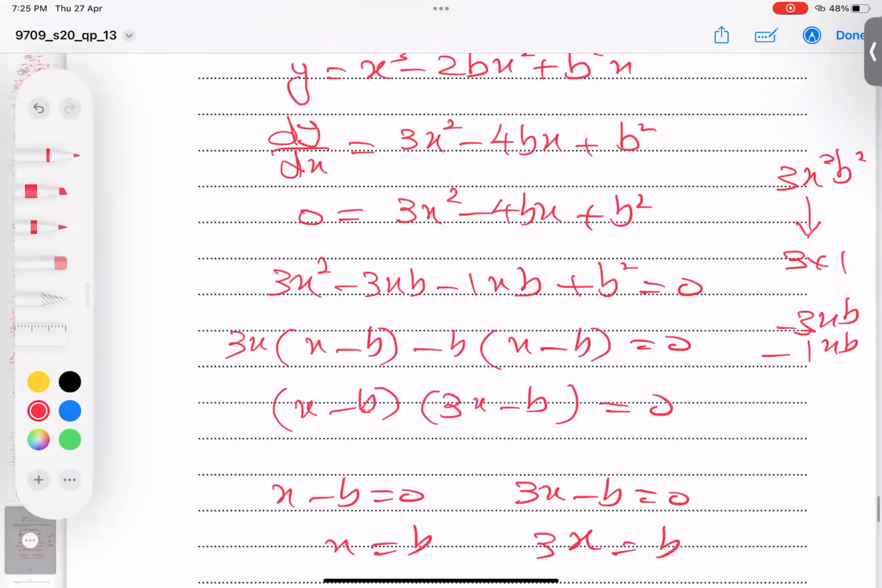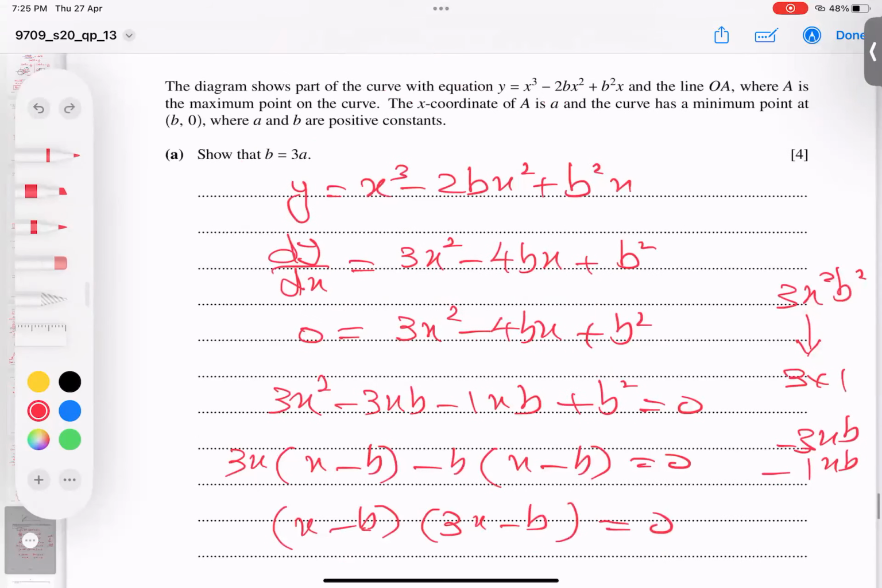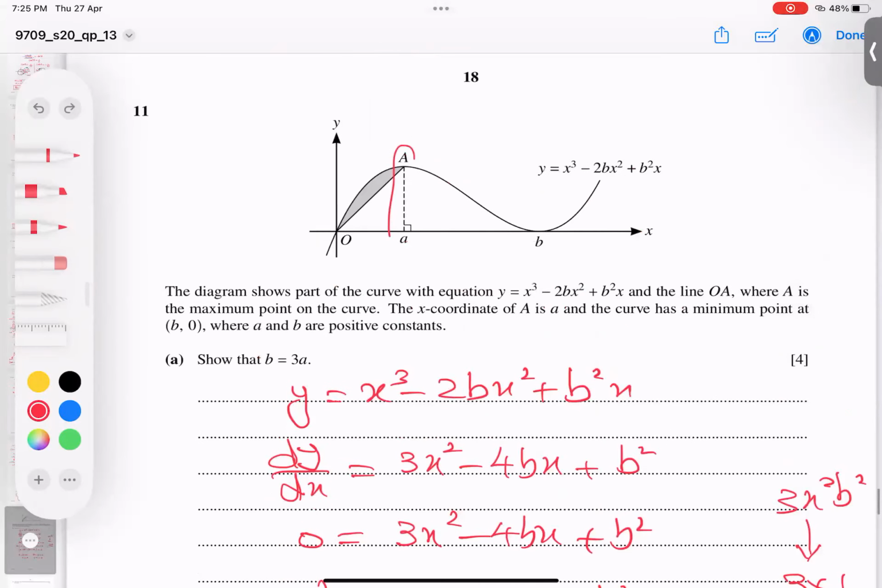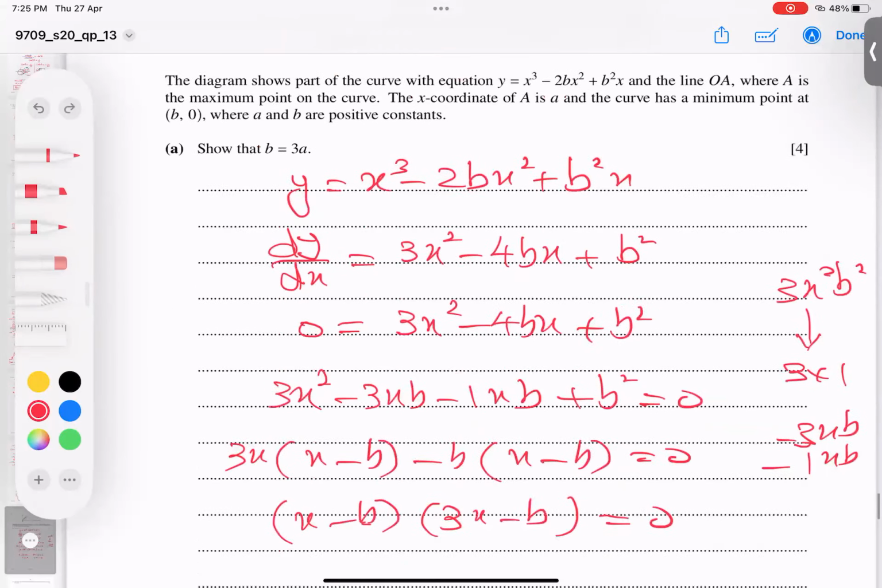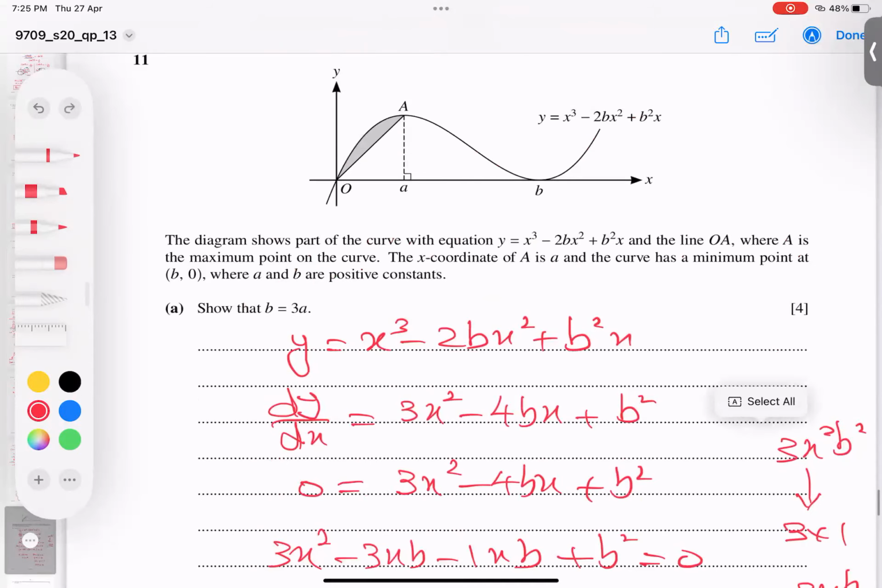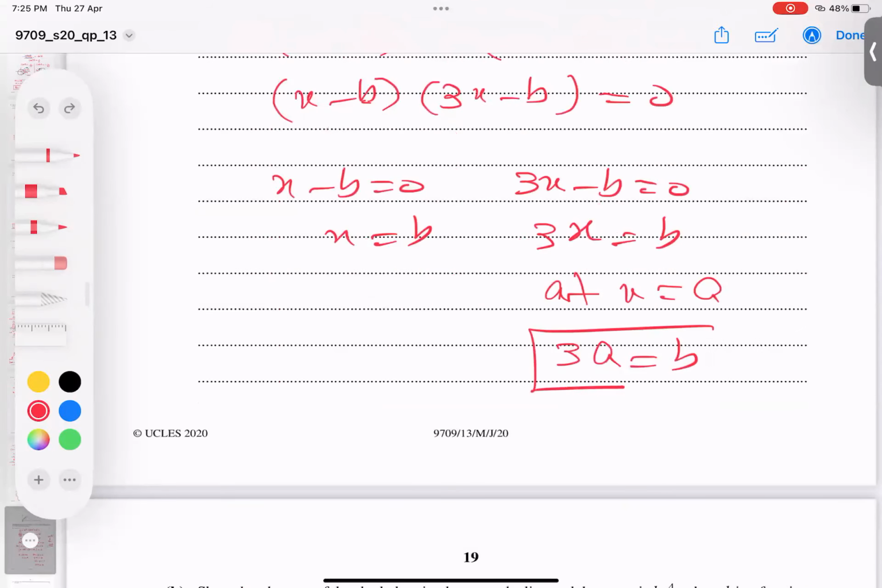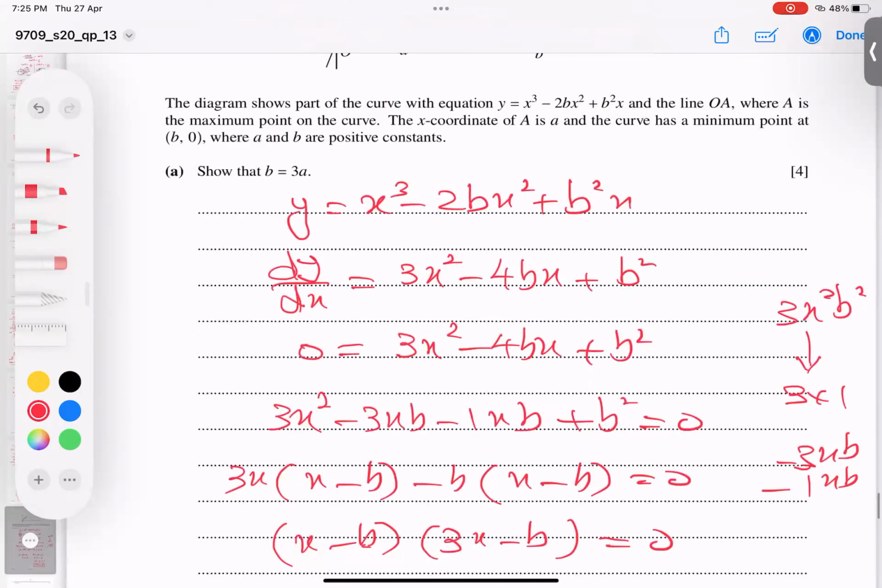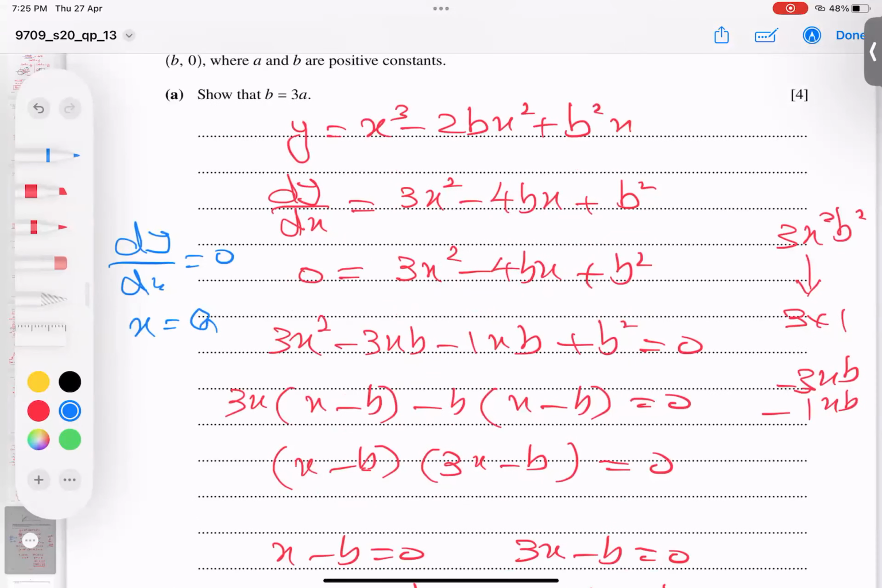And what are we looking for? 3x. For your knowledge, at the maximum point the x value is a. I am putting here that the x value is a. So this is 3a equal to b, which was the target. When I put the derivative equal to 0, I will put x equal to a. This is a thing. Actually, I missed it here.